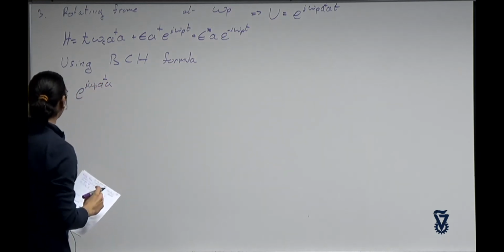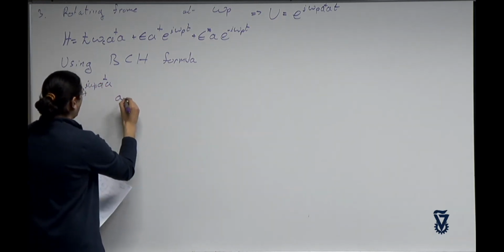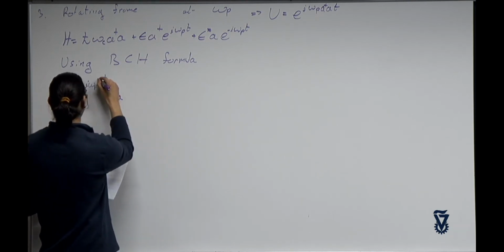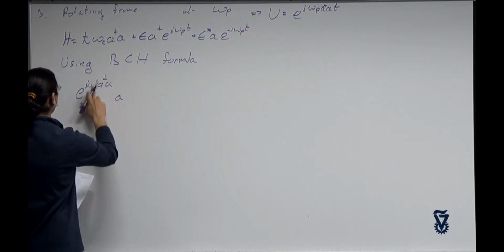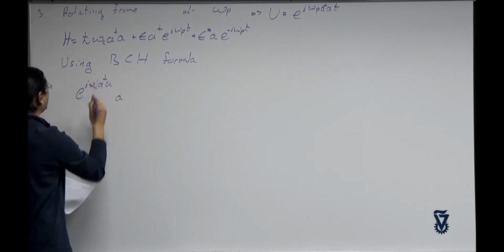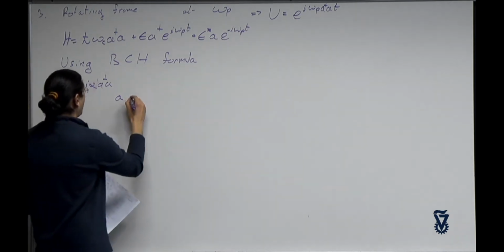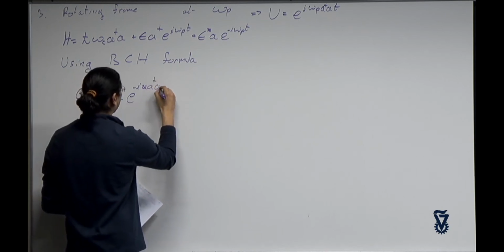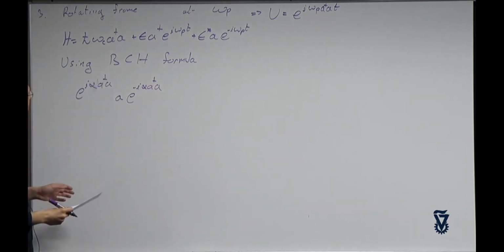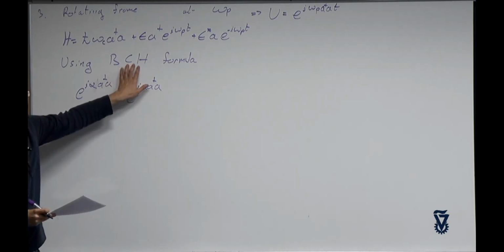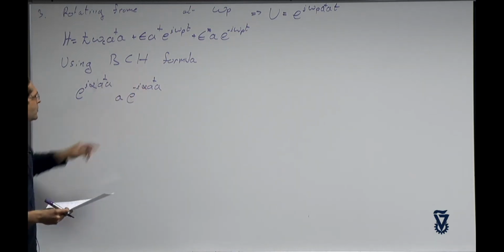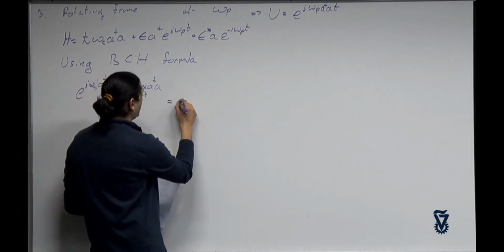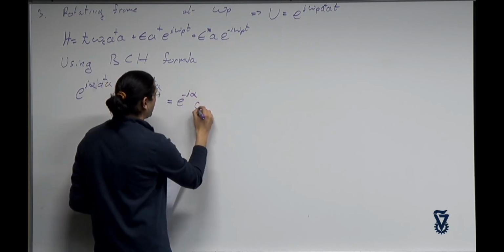So let's just put omega p. This is going to be omega p t, but it doesn't matter. Here, just leave it general. Then e to the minus i alpha a dagger a. If you use the BCH formula to do the commutation relations, you will find that you end up with e to the minus i alpha a.